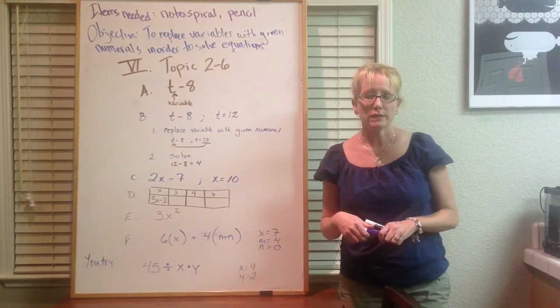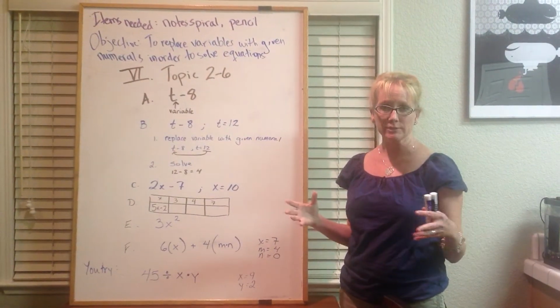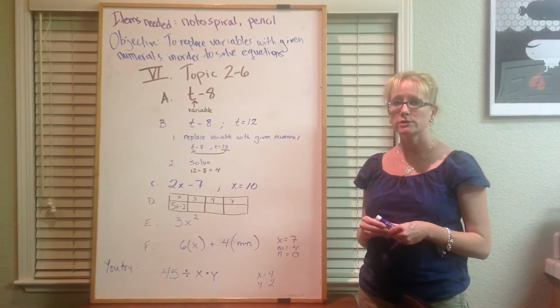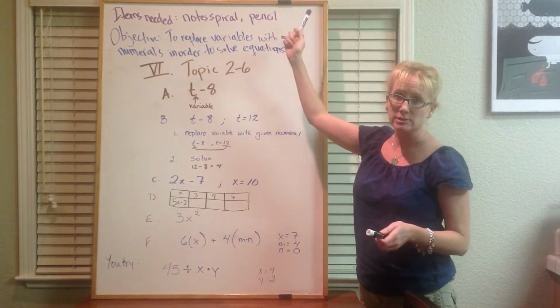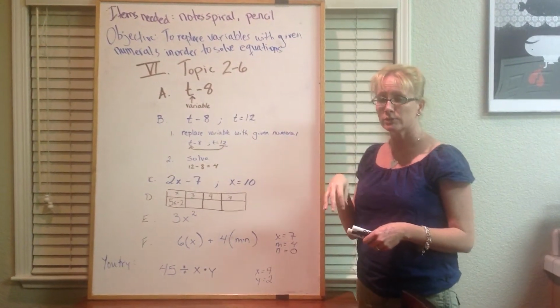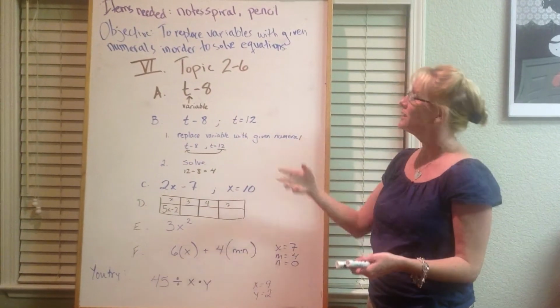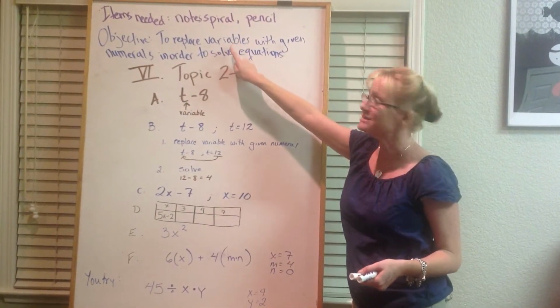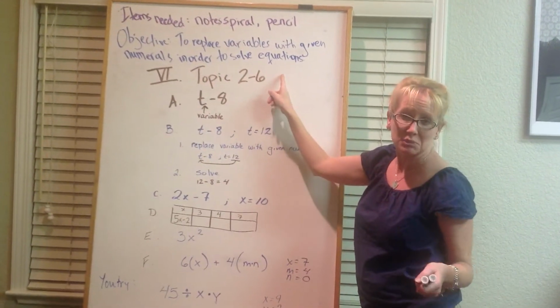So today we're going to work on topic 2.6. It'll be the last topic that we film for this chapter, and then we'll work on 2.7 in class. So what you're going to need is your note spiral and your pencil. Our objective is to learn how to replace variables with given numerals in order to solve equations. That's fancy math work for saying we replace letters with the numbers they give us in order to solve the math problems with equal signs.